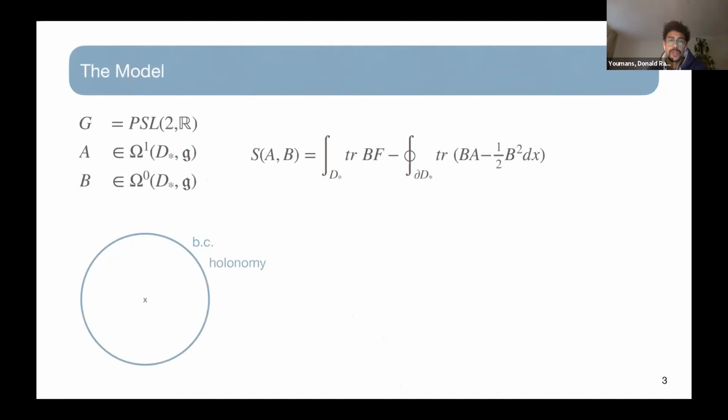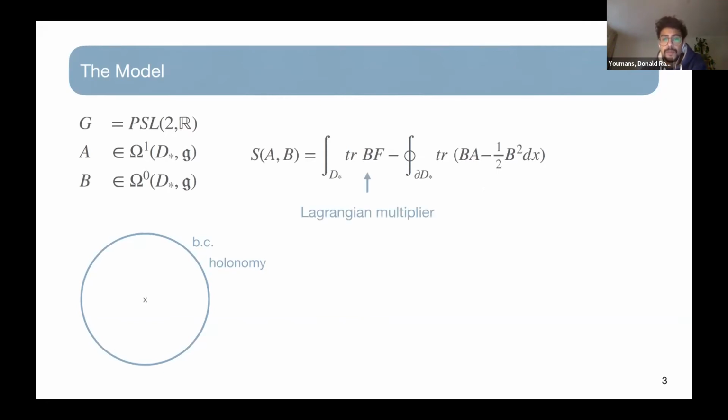So to explain the model a bit in more detail, it goes as follows. We take the gauge group to be PSL2R, and the BF theory is defined by two types of field: a connection, so a one-form, and a scalar field. The action has a bulk part and a boundary part. The bulk part is just the trace of BF, with B the scalar field and F the curvature. And the boundary part is chosen such that this action gives a well-defined Dirichlet problem.